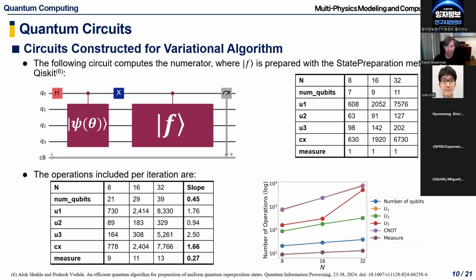And the source function f is prepared through the built-in function in Qiskit, the state preparation method. And for each iteration, we need to execute the circuit for the denominator twice because we're dealing in a two-dimensional space, and the numerator once. So the A operator is separated into two terms, A times I and I times A, as I explained previously. Therefore, the total number of operations included is shown in the table on the left bottom and plotted on the bottom right graph.